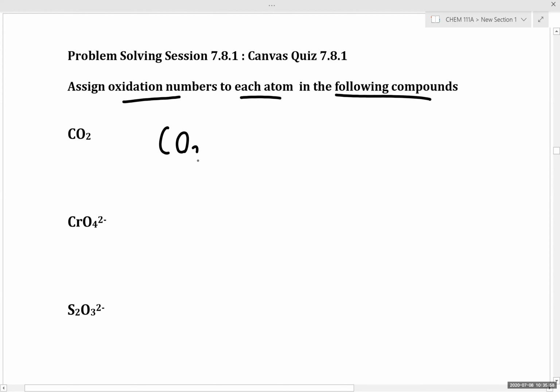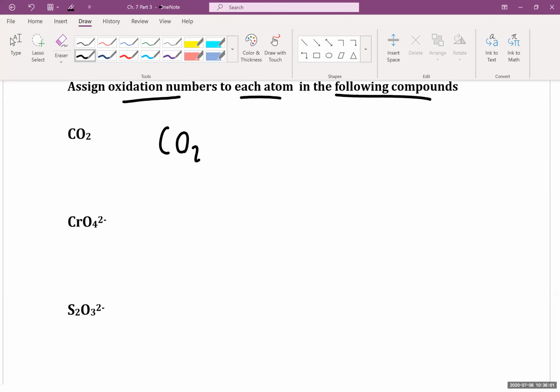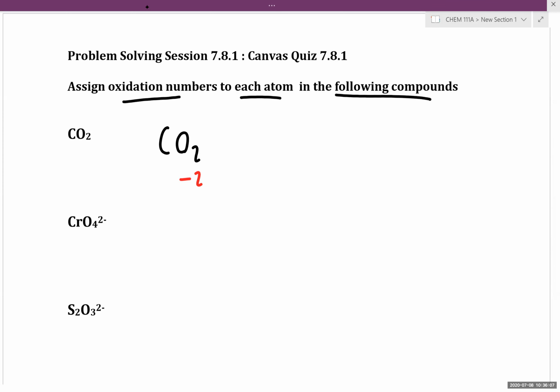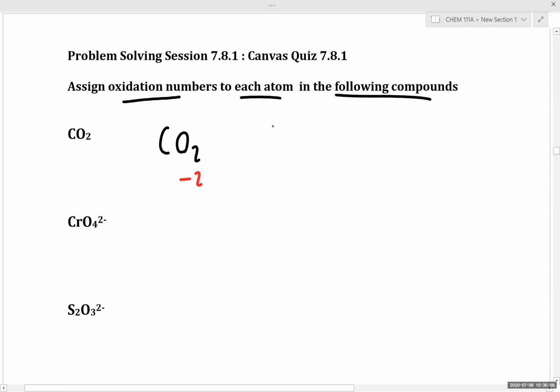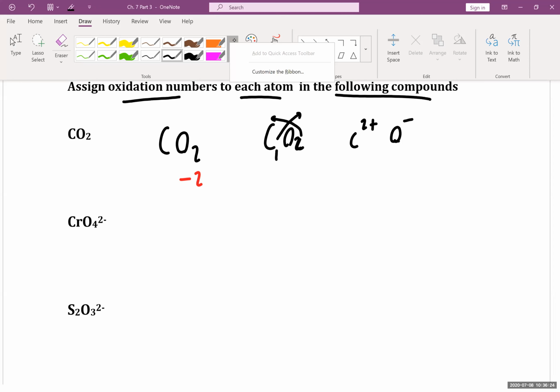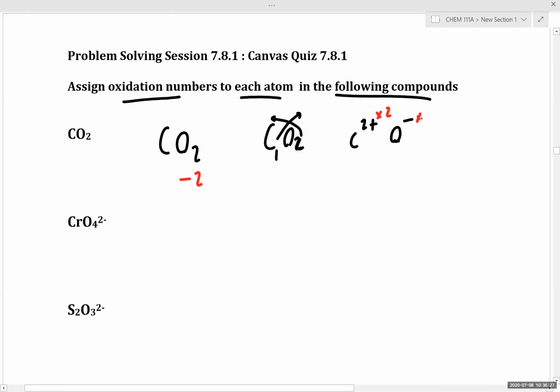In carbon dioxide, I know that oxygen has an oxidation number of -2. So if I cross my subscripts into the oxidation numbers, I get carbon 2+ and oxygen minus. Oxygen overwhelmingly prefers to have a -2 oxidation number, so we multiply each of our oxidation numbers by 2 to give us carbon with an oxidation number of +4 and oxygen with an oxidation number of -2.